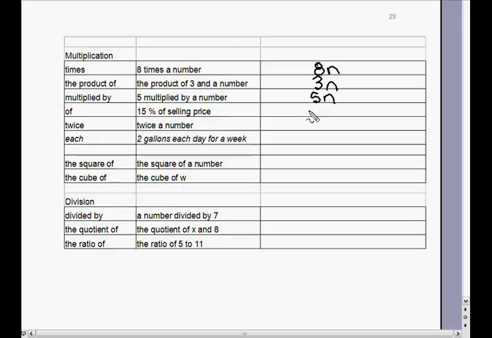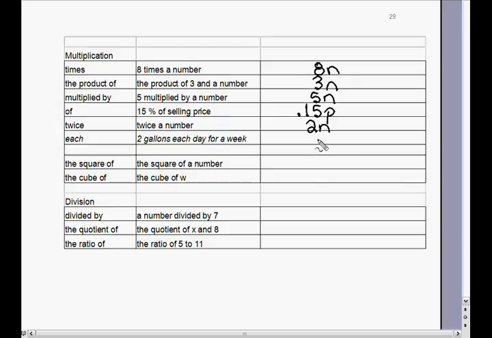15% of. Well, we never write percentages in word problems. We translate that into 0.15. 15% of a selling price. P for price, S for selling. I use a variable that represents what it is that I'm trying to find and not just X, which would represent anything. Twice a number is 2 times a number.